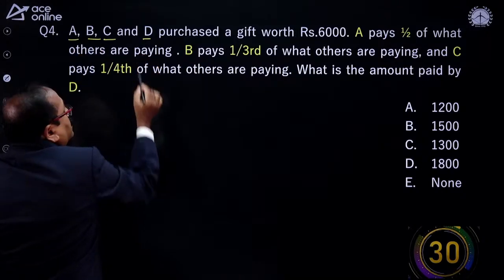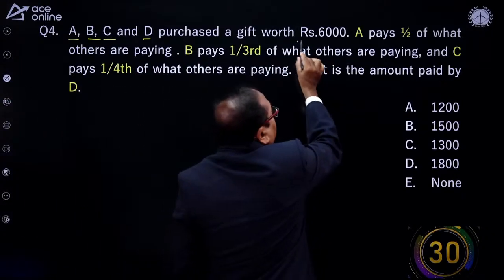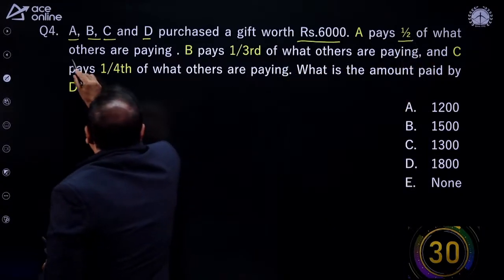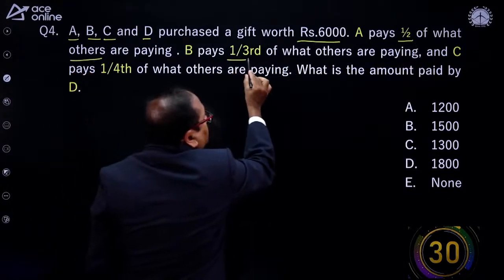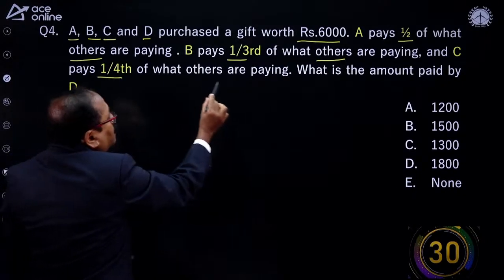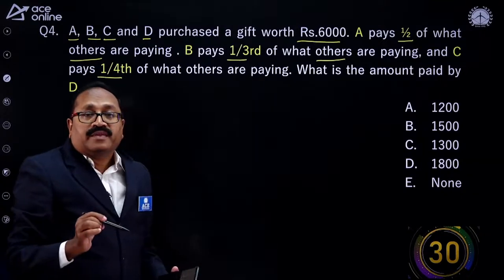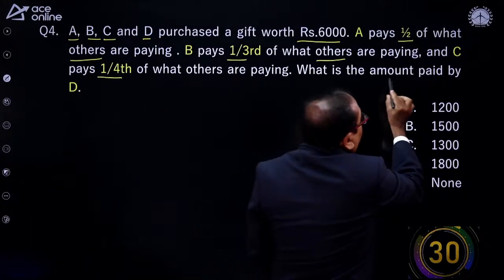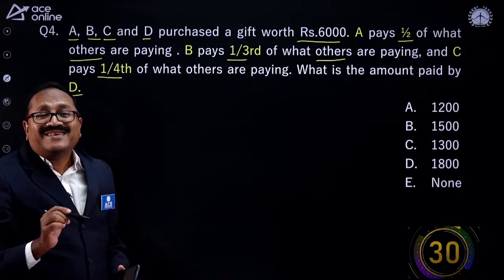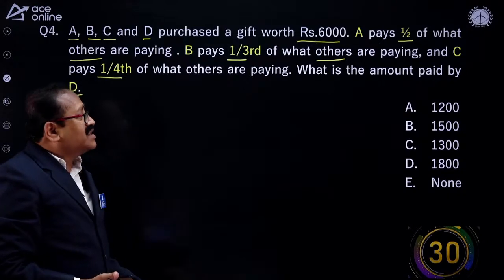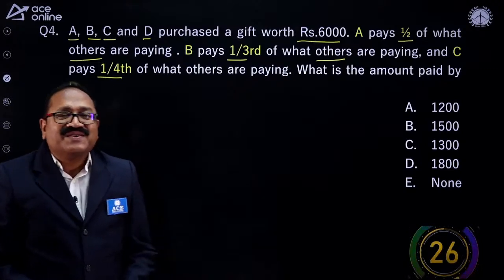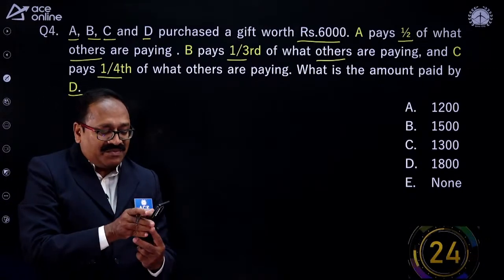A, B, C and D purchase a gift worth rupees 6,000. A pays half of what the others pay. B pays 1/3 of what the others pay, and C pays 1/4 of what the others are paying. Now you need to find out the amount paid by D. Okay, your 30 seconds starts now. It's a beautiful question to apply the ratio part. Let's see if you are comfortable.